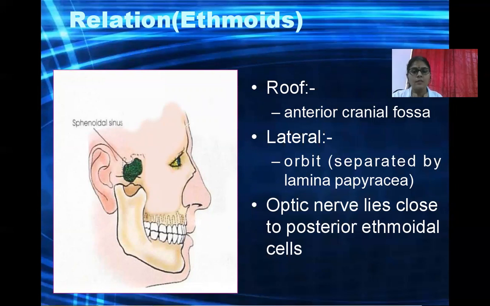The anterior cranial fossa is separated from the roof of the ethmoid sinus by a part of the ethmoid bone called the cribriform plate, and laterally the ethmoid sinuses are related to the orbit. It's separated by the lamina papyracea, which is the medial wall of the orbit and which is the thinnest, very thin bone compared to the other walls of the orbit. So it can be easily damaged by inflammation or by trauma. The optic nerve lies close to the posterior ethmoidal cells.